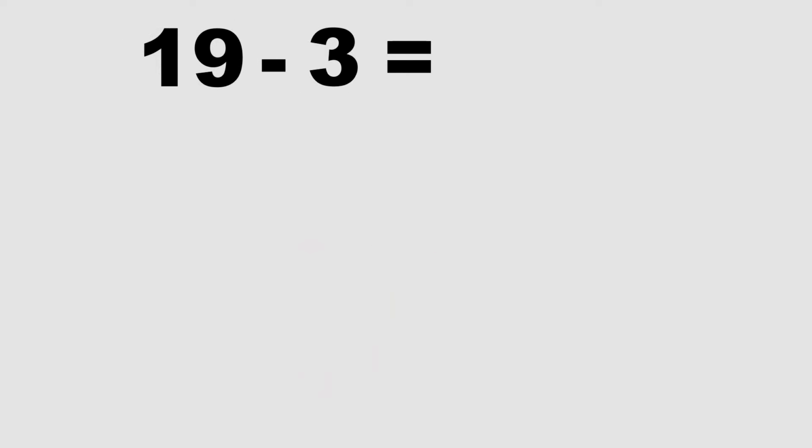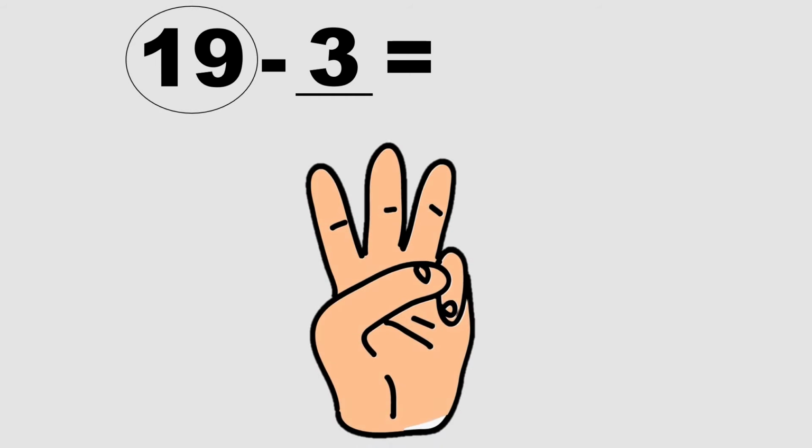19 minus 3. So which is the bigger number? Yes, 19. So keep the number 19 in mind. And how many fingers you have to take? Yes, we have to take 3 fingers. And we have to count backward. So let us take 3 fingers and count backward from 19. 18, 17, 16. So the answer is 16. So 19 minus 3 is equal to 16.